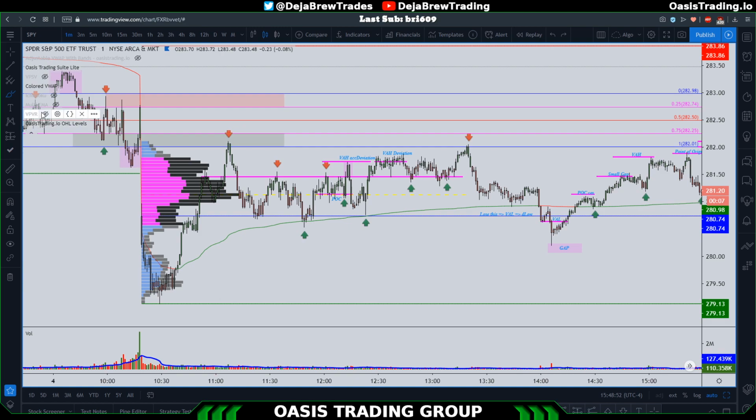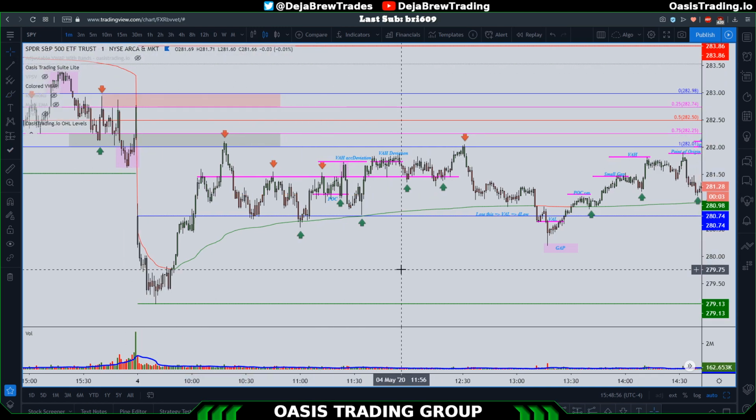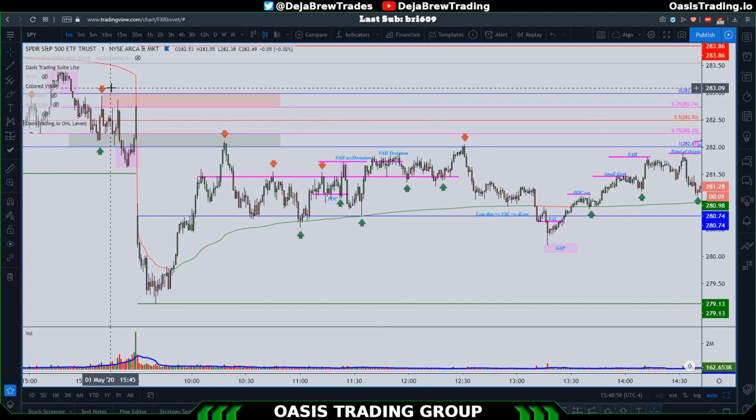Now, everything that I'm going over, you guys can use this in crypto trading as well. So if you're just crypto traders here, I've shown this in crypto plenty of times. You can use this in crypto as well.